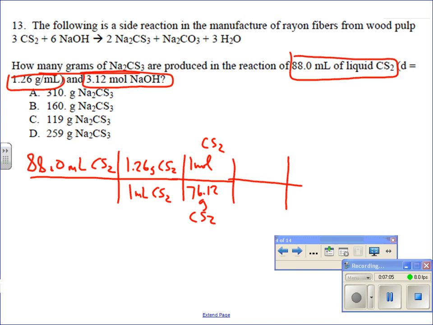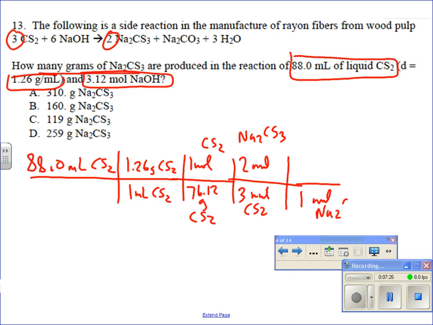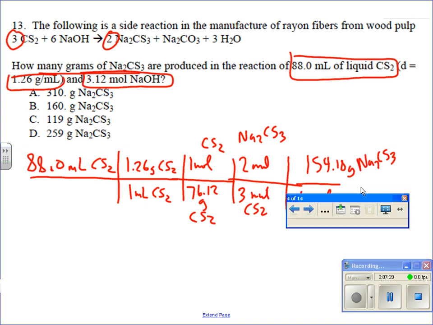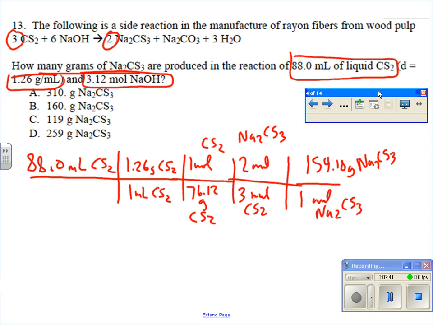Once I get moles in the upper part of the grid, it's time for the mole ratio, the 3:2 ratio. So I'm going to go 3 moles of CS2 is equal to 2 moles of Na2CS3. And then last but not least, 1 mole of Na2CS3 is equal to 154.18 grams of Na2CS3.